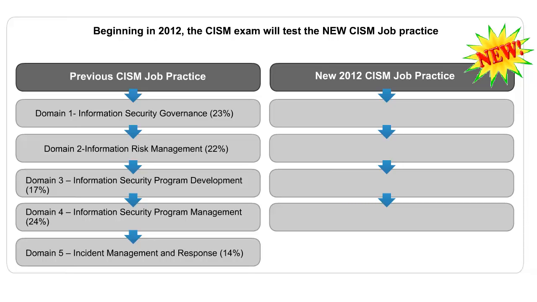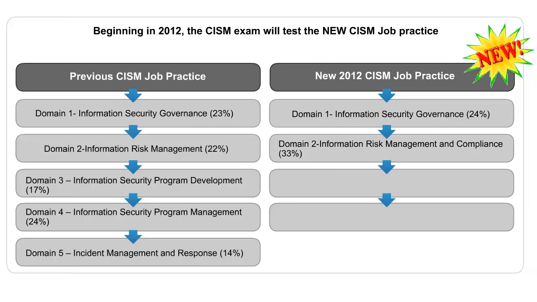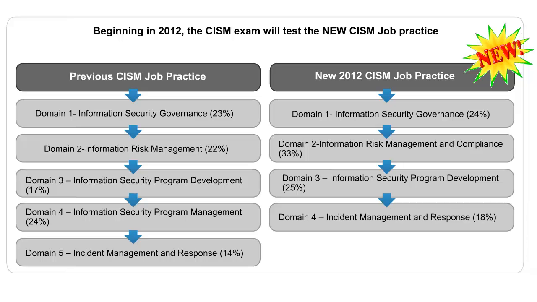The new 2012 CISM job practice has the following domains and distribution. Domain 1, Information Security Governance, 24%. Domain 2, Information Risk Management and Compliance, 33%. Domain 3, Information Security Program Development, 25%. Domain 4, Incident Management and Response, 18%. Therefore, moving on, let us get introduced to the new CISM syllabus for June 2012.